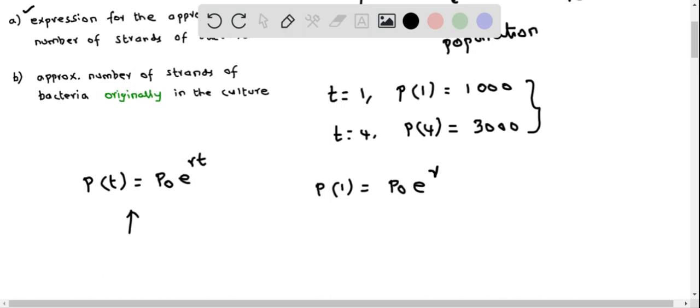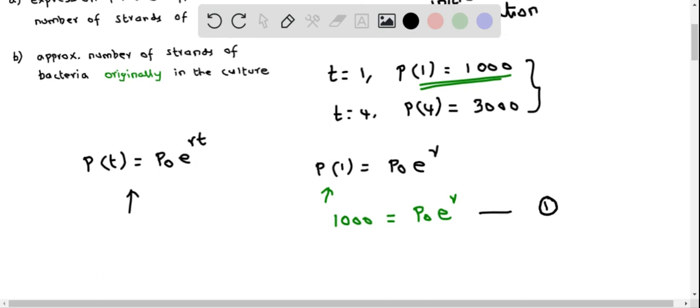We already know that P of 1 equals 1000, which means we can now replace this P of 1 on the left side with 1000. Therefore this becomes 1000 equals P naught times e raised to the power of R. Let's say that this equation is numbered, equation number 1.